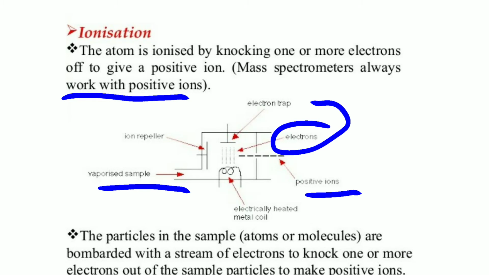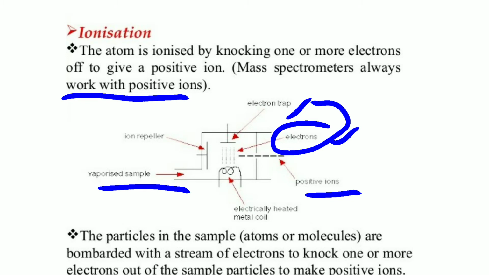Positive and negative ions are formed by bombarding with electrons. The particles in the sample, that is the atoms or molecules, are bombarded with a stream of electrons. This is the stream of electrons from the electron trap, which knocks one or more electrons out of the sample particle to make a positive ion.